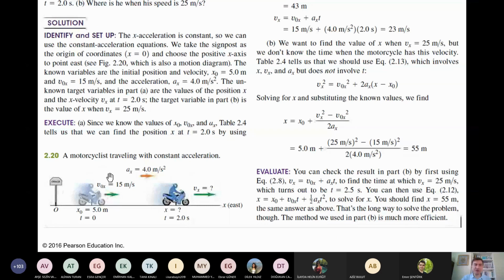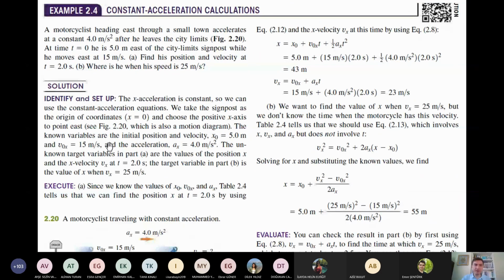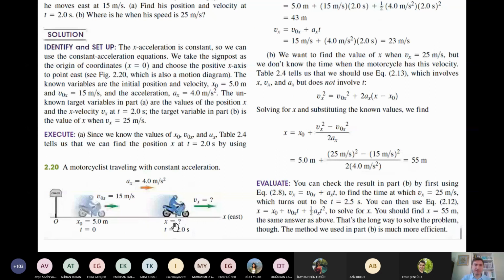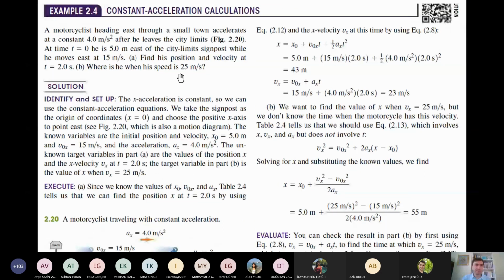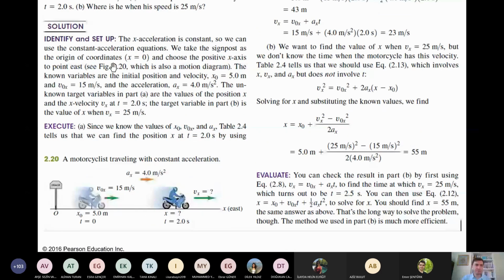Find his position and velocity when the time is 2 seconds. So here, the time is 2 seconds. What is the position of the motorcyclist and what is the velocity of the motorcyclist just after 2 seconds? So here we have the acceleration of the motorcyclist, 4 meters per square second. So now, identify and set up. The x acceleration is constant, which is given. So we can use equations for motion with constant acceleration.